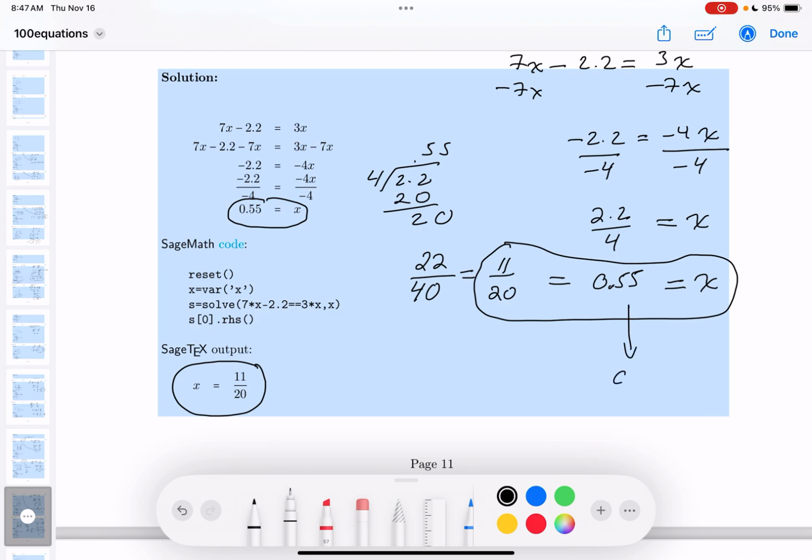Of course you could. 0.55 is the same thing as 55 over 100. I probably would divide by 5 at first. You get 11, and 5 into 100 is 20. And it gives you 11 over 20, as we expected, by the way.